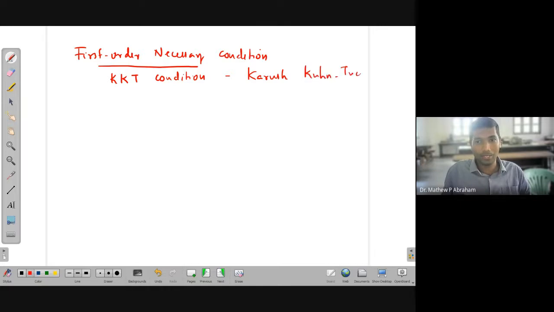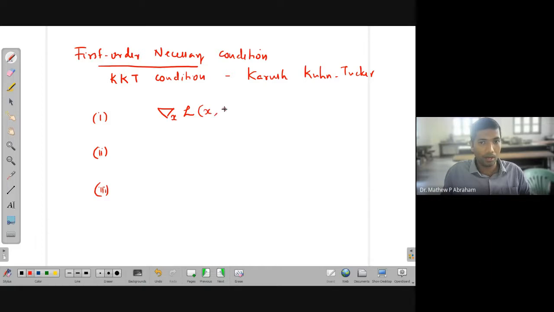So these are actually three people who put forward these necessary conditions. The KKT condition says that there are actually three conditions. I'll first put the numbers. The first condition I have already mentioned. The first condition is that the gradient of the Lagrangian needs to be equal to 0.